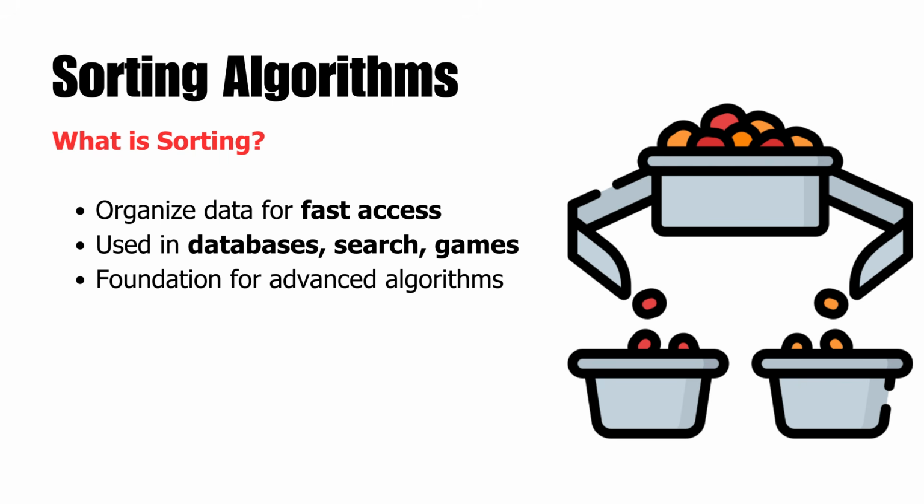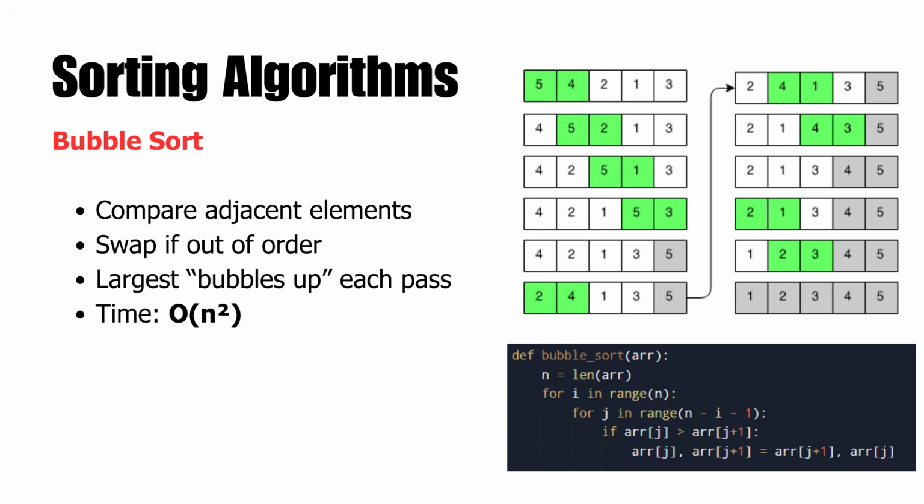While they may be slow, they'll help you understand how sorting works at its core. Bubble sort is probably the simplest sorting algorithm and often the first one taught to beginners. The concept is straightforward. Repeatedly pass through the list, checking if each pair of adjacent elements is in the correct order. If not, swap them.